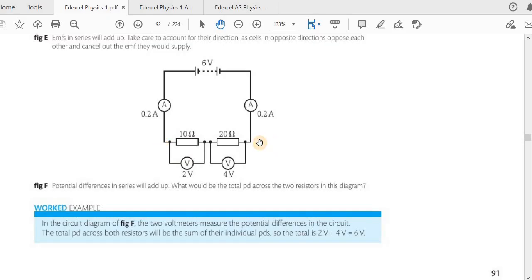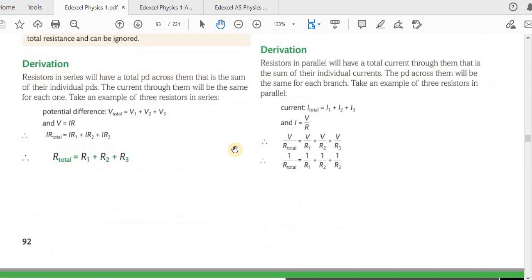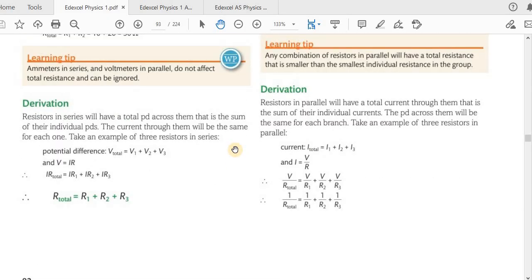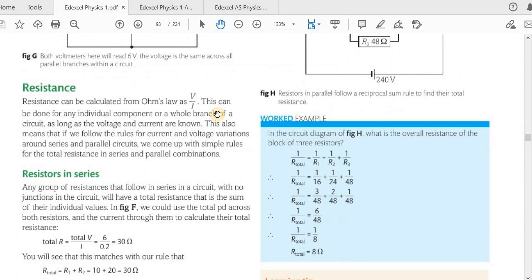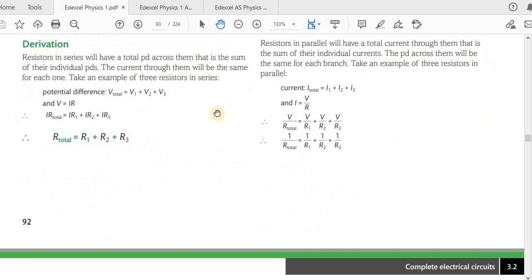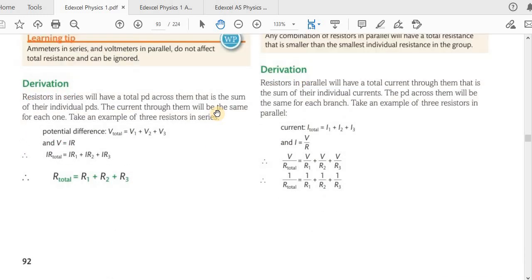So from here to here the current is the same as the current through the resistor, which has the total resistance of these individual resistors. So when we find equivalent resistance, that's what it means. It's like replacing those resistors with a resistor which has the same resistance as both of them together.